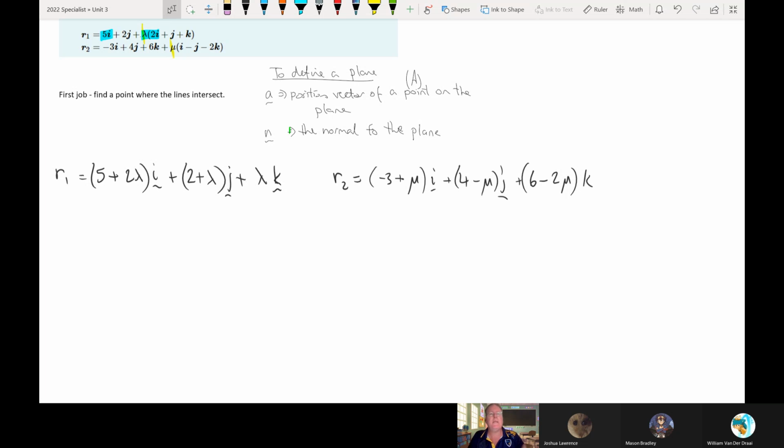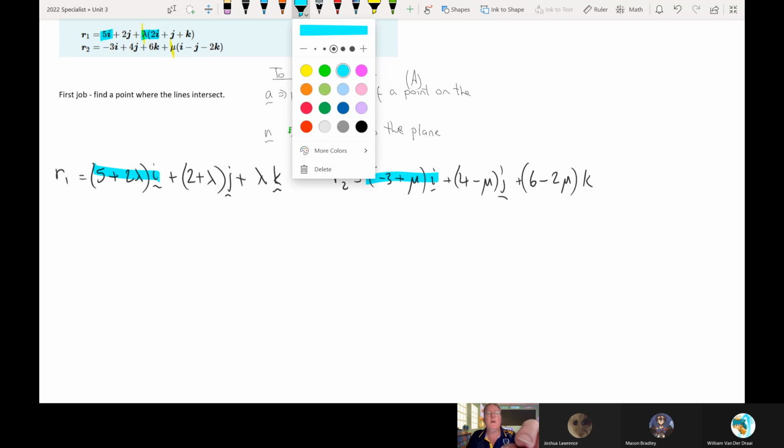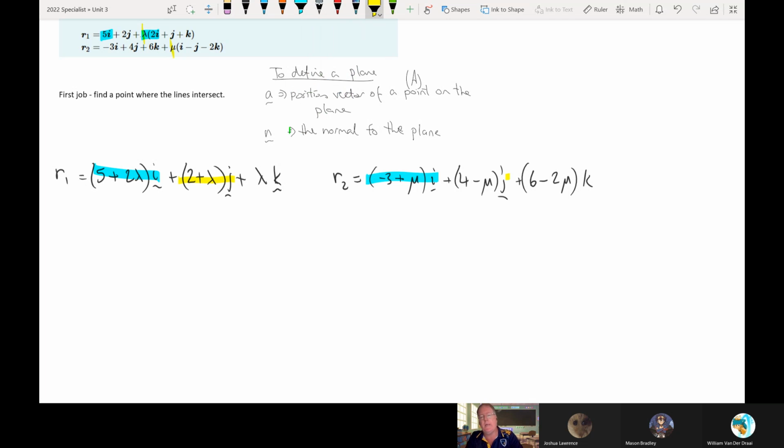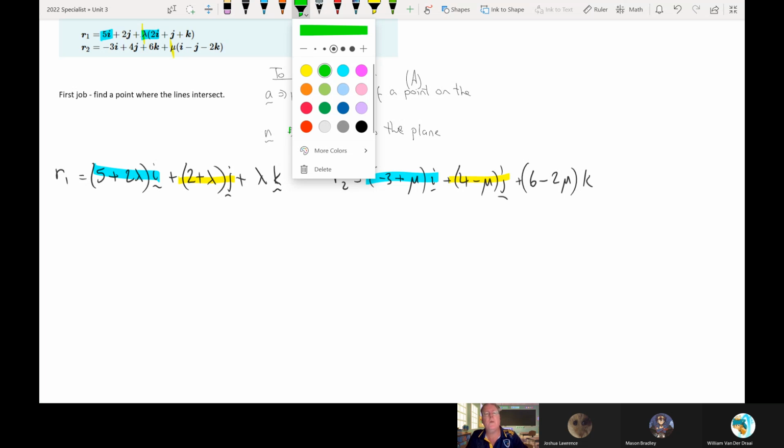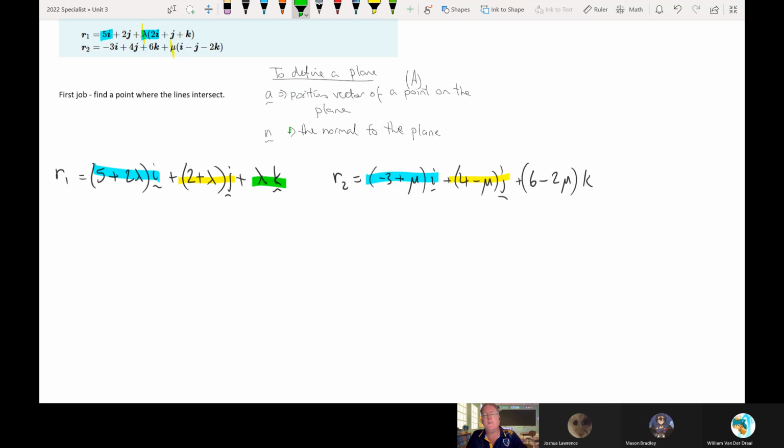So what I basically want is for this part to equal this part, so that the I component is the same point in space, right? I want the J's to be equal and I want the K's to be equal. So if those three components are all equal to each other, the I's, the J's, and the K's, that must be the same point in space.